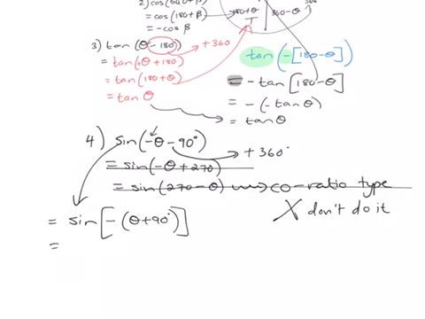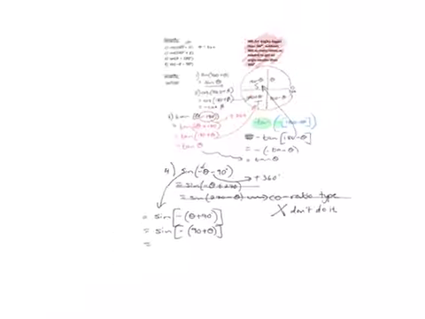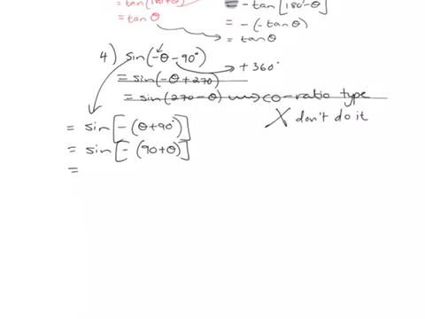Right, and then you can do the switch around with it. So 90 plus theta, and then you end up with sine of a negative angle is negative sine of that angle. And so sine of 90 plus theta is cos of that angle.